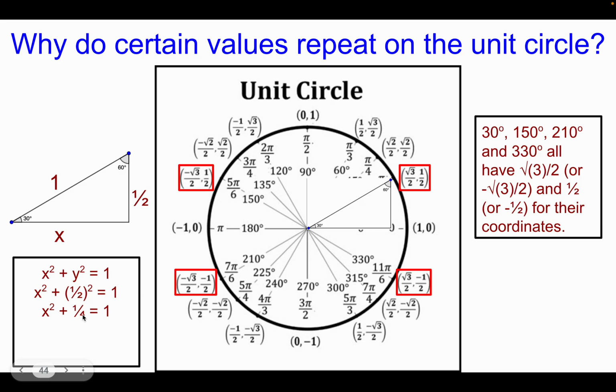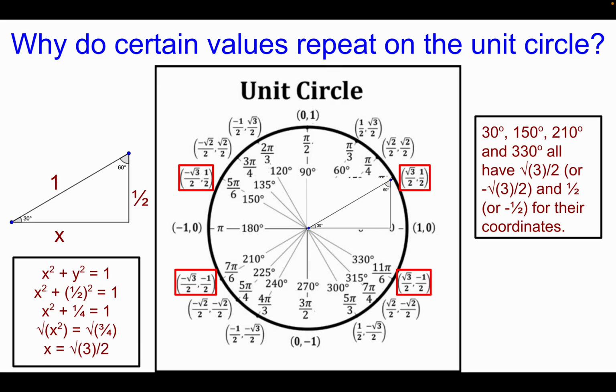That's just 1/2 times 1/2. Subtract 1/4 from both sides. We get 3/4. X squared equals 3/4, so now I'm going to take the square root of both sides of that equation. When I do that, I will end up with x equals the square root of 3 over 2.